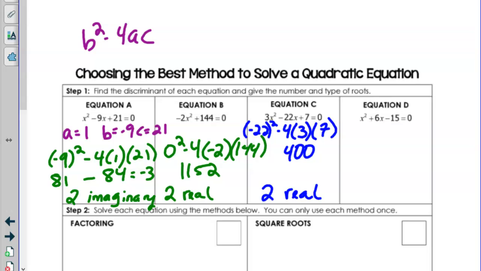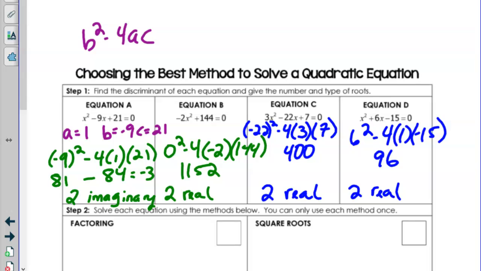Alright, then equation D. Tell me what to write. It would be 6 squared minus 4 times 1 times negative 6. Wonderful. 6 squared minus, what'd you get? 96. Perfect, 96. So what are my answers? 2 real. 2 real, very good. I figured it would have had the 1 real.